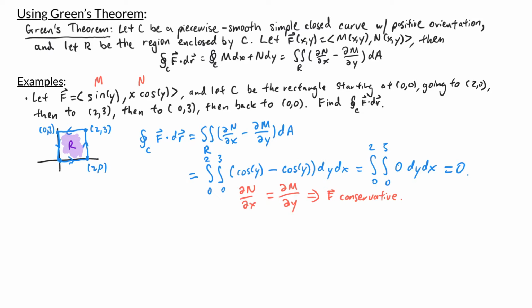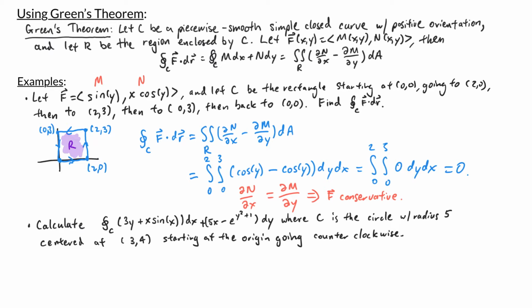Let's consider this next example. We're asked to calculate the line integral of (3y + x sine x) dx + (5x - e to the y squared plus 1) dy, where C is the circle with radius 5 centered at (3, 4), starting at the origin and going counterclockwise. Let's start by drawing a quick picture. We have a circle centered at (3, 4) with radius 5. So maybe something that looks like this, going counterclockwise.